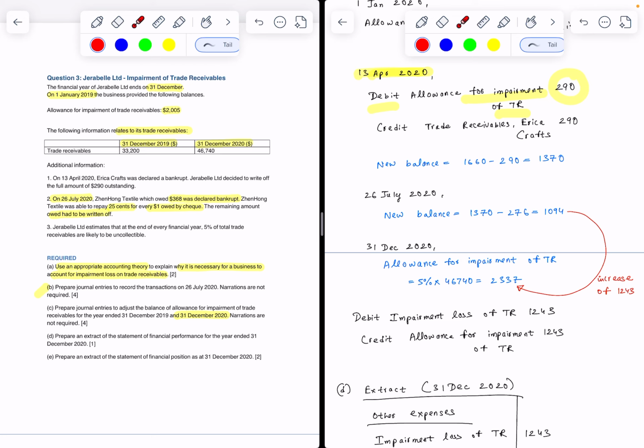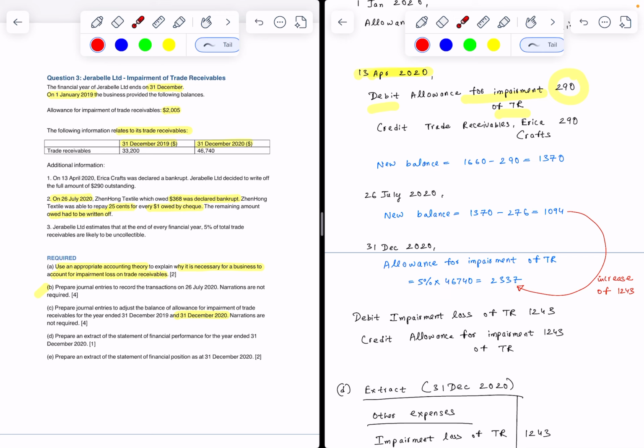Now, the closing balance at 31 December 2020 for allowance for impairment of trade receivables is simply calculated by taking the percentage of 5 and multiplying it with the $46,740, which are the trade receivables we have got at 31 December 2020. So basically this means that we have got a total of $46,740 worth of credit customers. 5% of it is uncertain, that we may not be collecting it, okay? So the allowance for impairment of trade receivables closing balance at 31 December 2020 is therefore $2,337 based on this calculation which we have done.